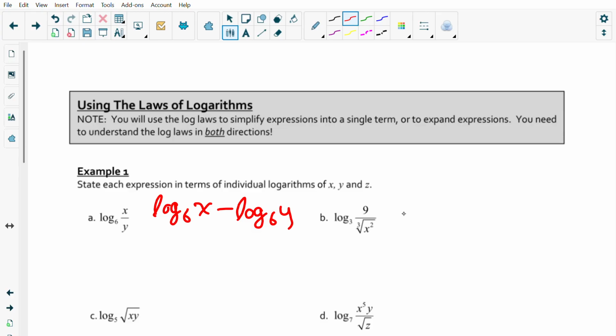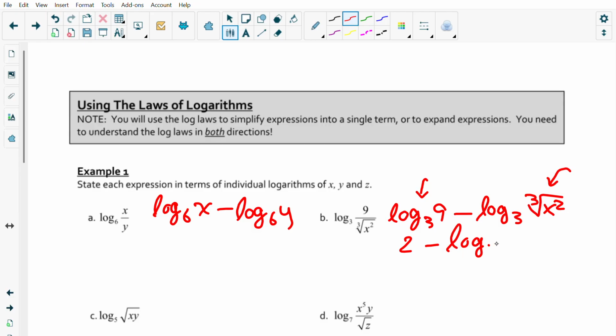Letter B, quotient law again. Log base 3 of 9 minus log base 3 of the cube root of x squared. Okay, let's go further here. What's log base 3 of 9? Well, that's just 2. 2 minus, let's do something here. I don't want to leave it like this. We want to put it in simplest form.